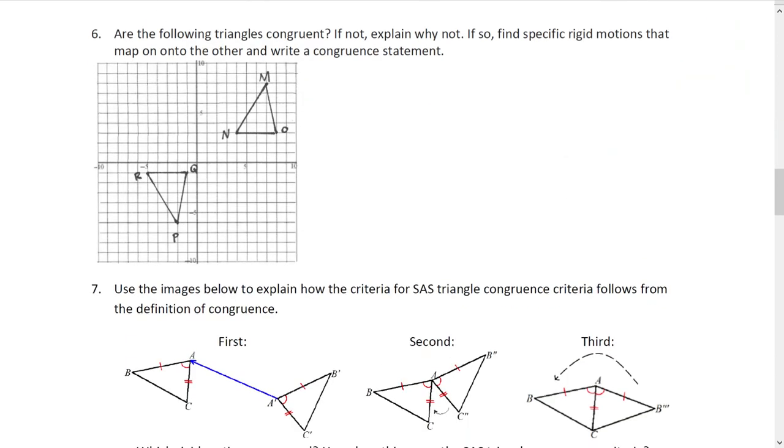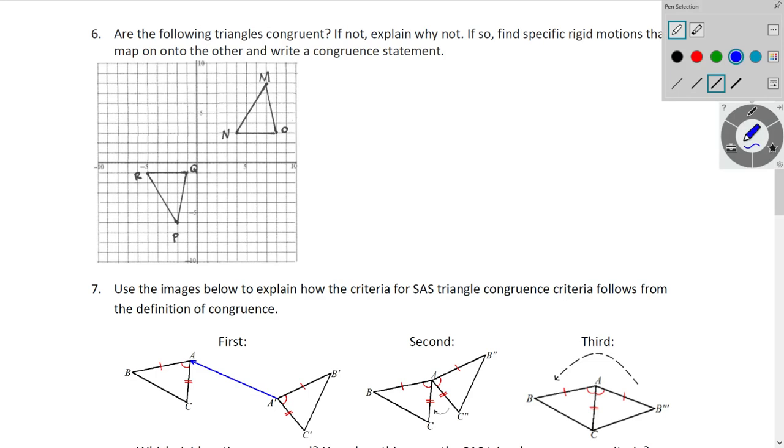Okay, number 6. Are the following triangles congruent? If not, explain why not. If they are congruent, find specific rigid motions that map one onto the other and write a congruence statement. Okay, now you can start anywhere and end anywhere. I'm just going to randomly pick to start with this one because it's kind of on the left-ish and I kind of read left to right. So I'm going to start with that one, although you can totally start with the other triangle.